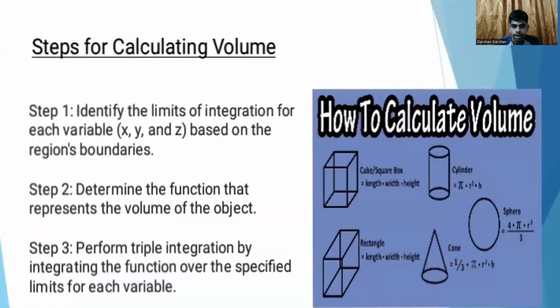Now, steps for calculating volume using triple integration. The first step is to identify the limits of integration for each variable, that is x, y, and z, based on the region's boundaries. The second thing is to determine the function that represents the volume of the object. And the third thing is to perform triple integration by integrating the function over the specified limits for each variable, whichever dimensions they may be.